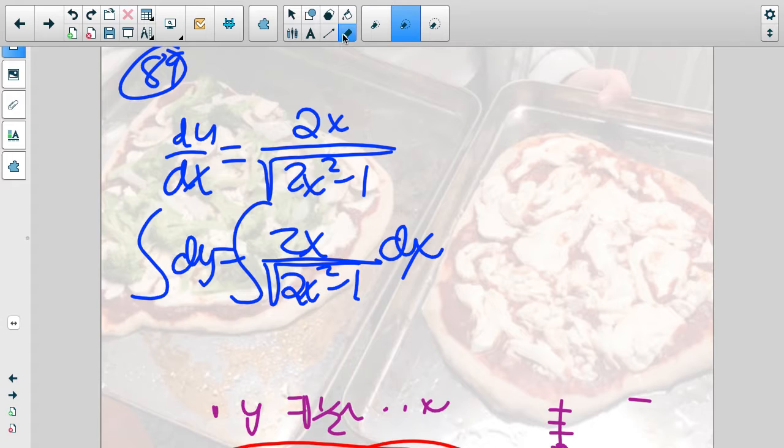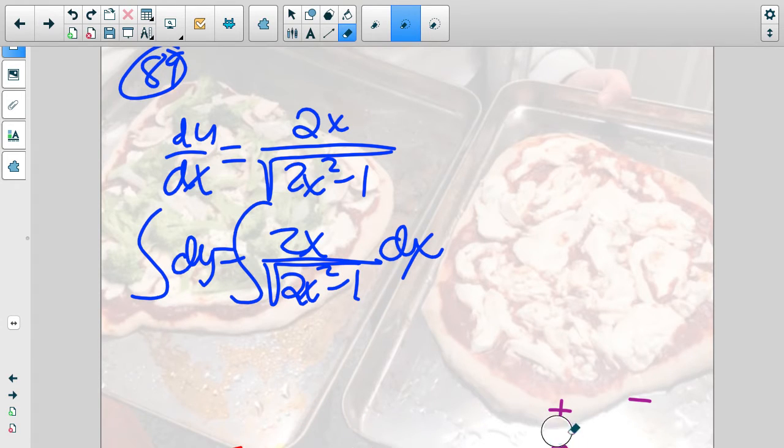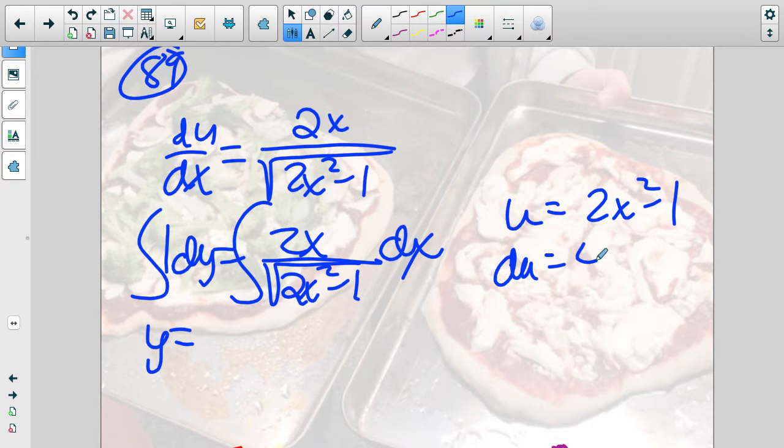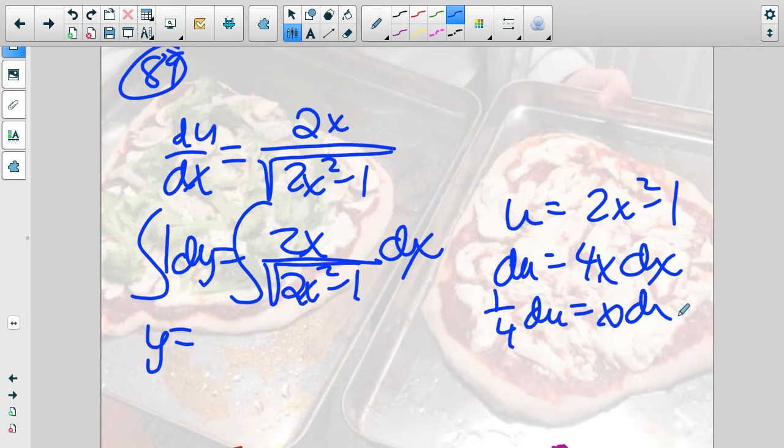What's the antiderivative of dy? That's right, what is it? Y. Because it's like 1, follow your variable. Here I'm going to let u be 2x squared minus 1 after I have already evaluated if I can simplify it. Okay? Du, I feel like it's going to work pretty well. I get 4x dx. So I'm going to say 1/4 du equals x dx.